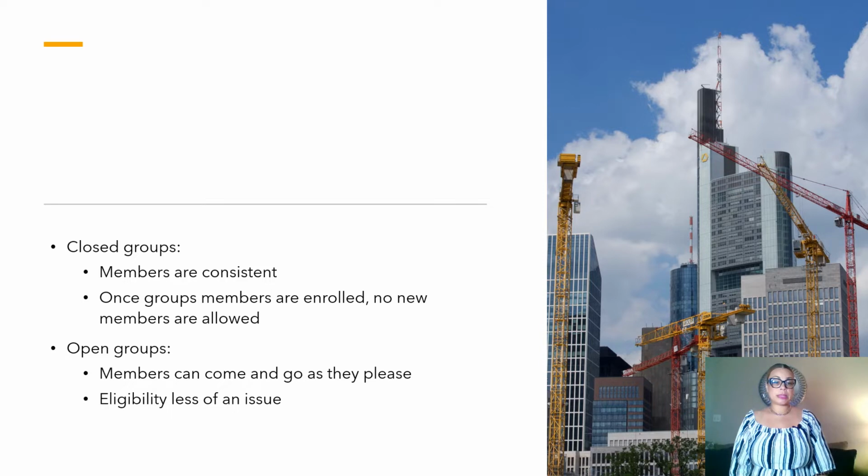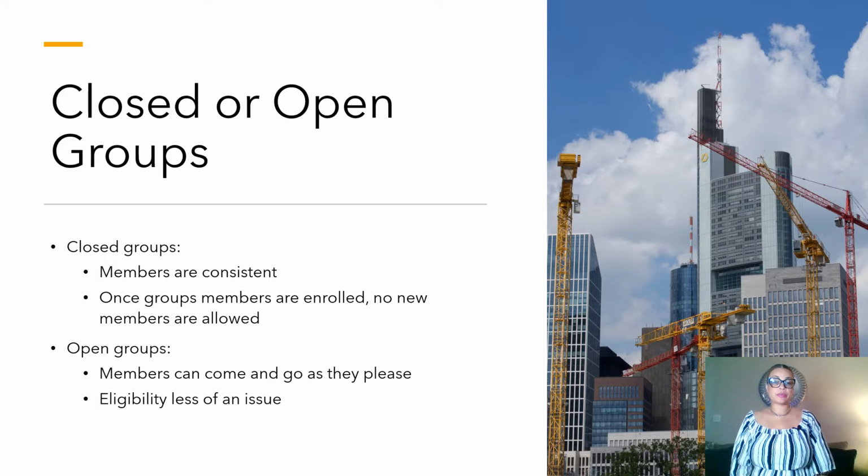Closed groups: members are consistent. Once group members are enrolled, no new members are allowed. Open groups: members can come and go as they please. Eligibility is less of an issue.